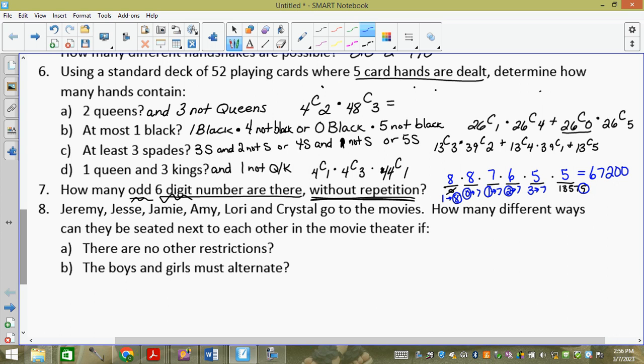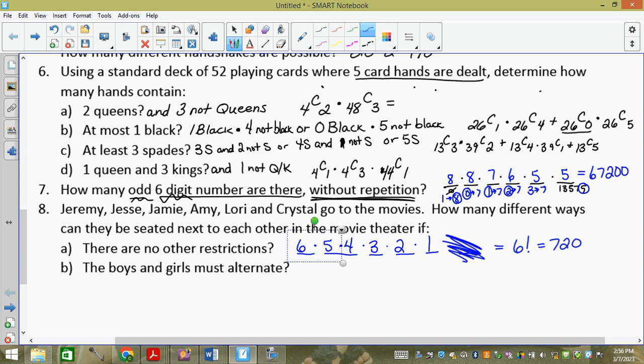Okay. How many different ways can they be seated next to each other in the movie theater if there are no other restrictions? There's a blank in there. So how many would be here? 6 then. Why is it going down by 1? Wow, I really gave an extra blank there. Why is it going down by 1 each time? If someone's going to sit down, you're like, hey, you, sit down here, right?